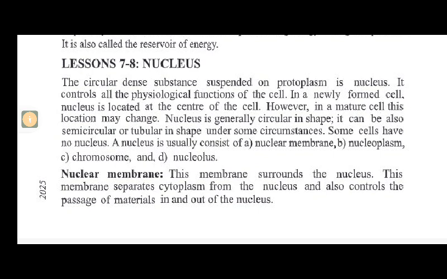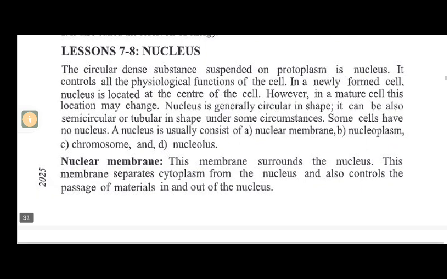Lesson 7 to 8. Nucleus. The circular dense substance suspended in the protoplasm is the nucleus. It controls all the physiological functions of the cell. In a newly formed cell, the nucleus is located at the center of the cell. However, in a mature cell, the location may change. The nucleus is generally circular in shape. It can be semicircular or tubular in shape under some circumstances. Some cells have no nucleus.